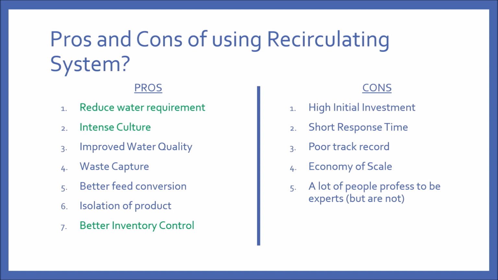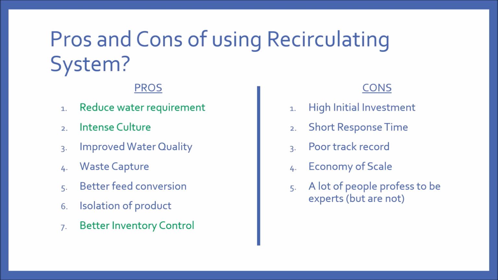Waste capture, better feed conversion and the isolation of products have also been known as pros for recirculating systems. We have also seen better inventory control when you are utilizing what we call recirculating systems with vertical farming, which we will explain in depth later on.